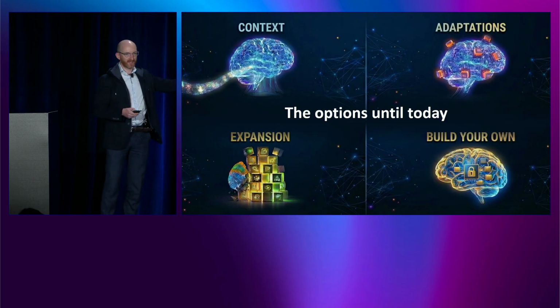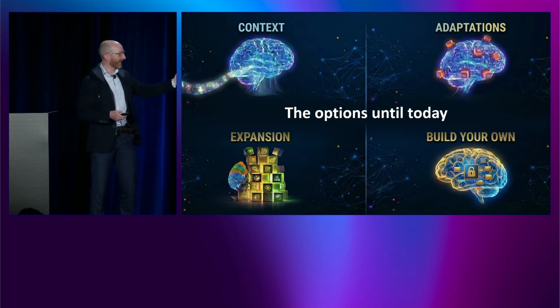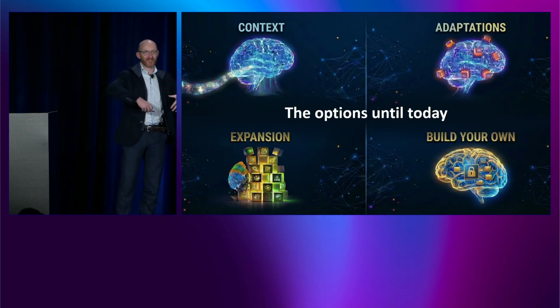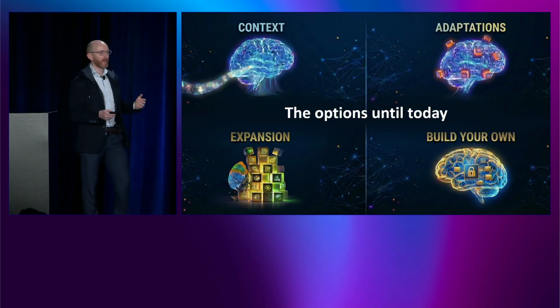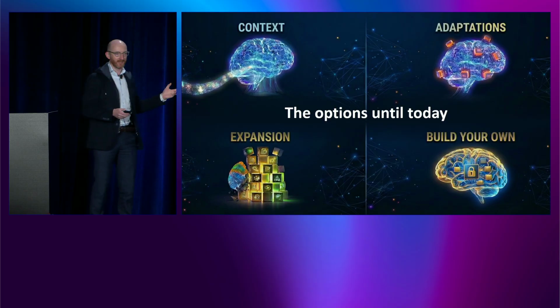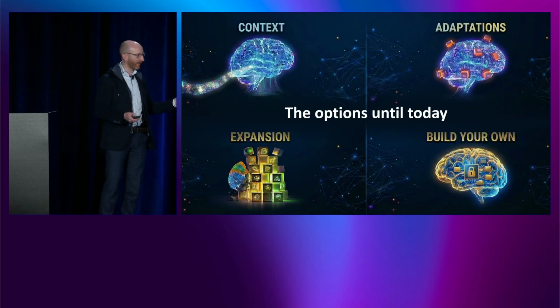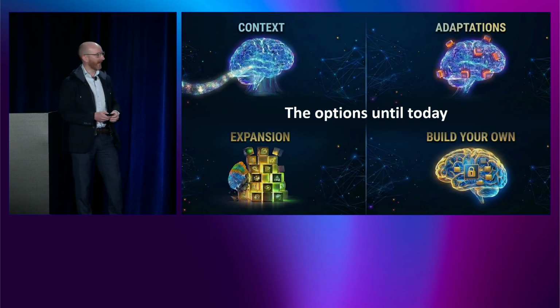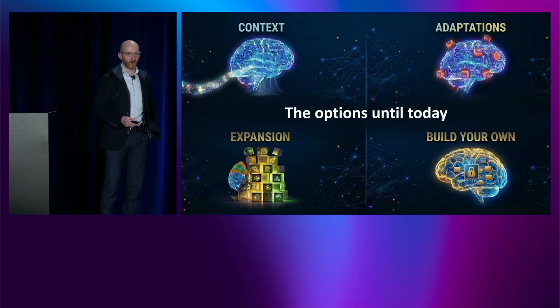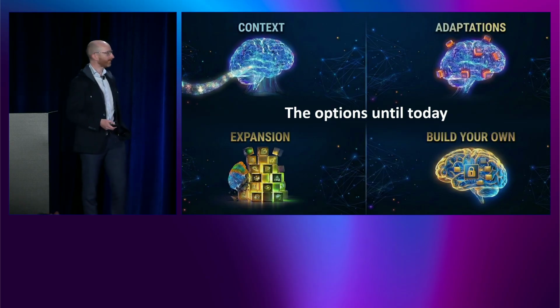On the bottom left, we have expansion. This is essentially where CPT with open weights models might come in. But as you can see from the graphic here, the risk there is it catastrophically forgets basic things that the model needs to be pretty proficient in, like instruction following. And then on the bottom right-hand side, building your own model from scratch. However, building your own model from scratch is enormously expensive and time-consuming.